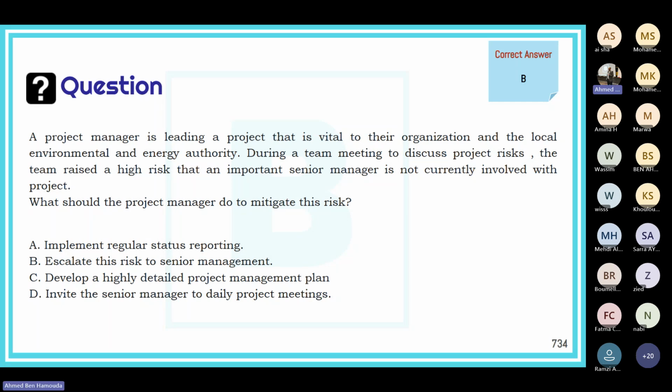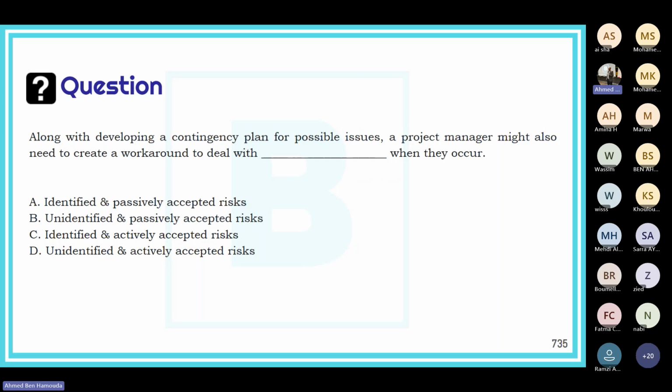So in this scenario, in this situation, you need to have some involvement from management to bring the senior manager back to the project. Along with developing a contingency plan for possible issues, the project manager might also need to create a workaround to deal with when they occur.